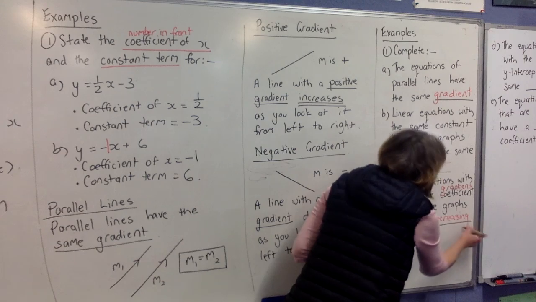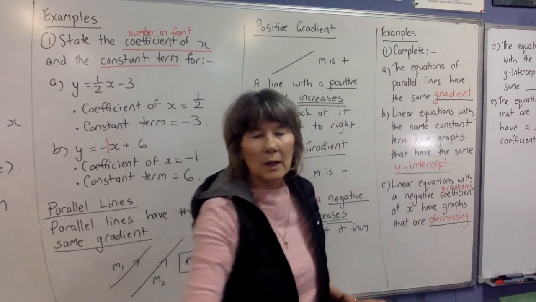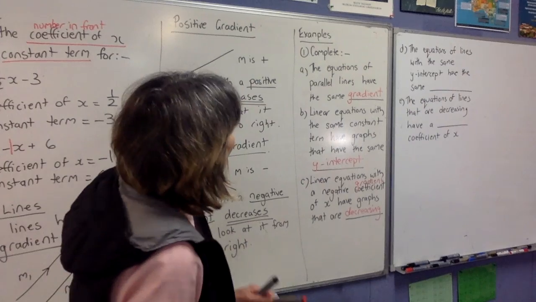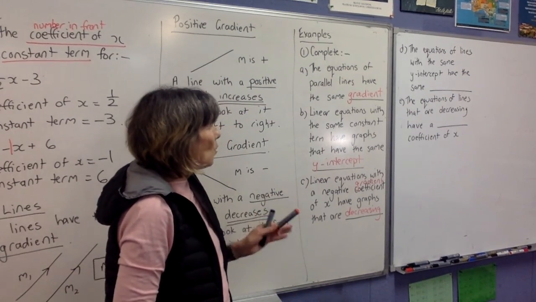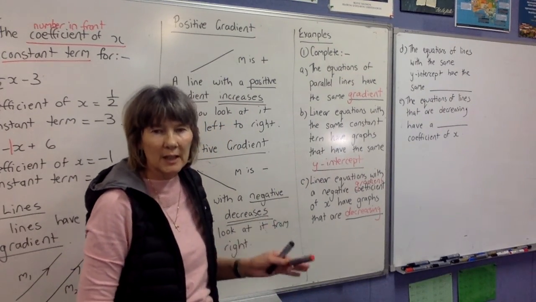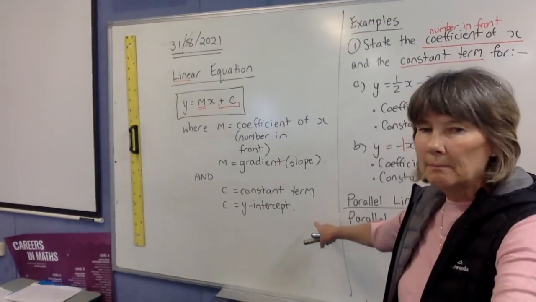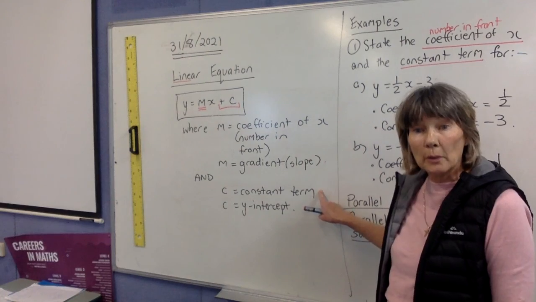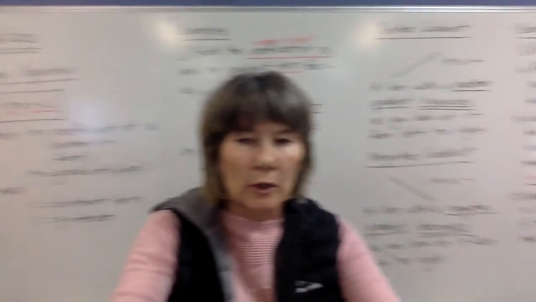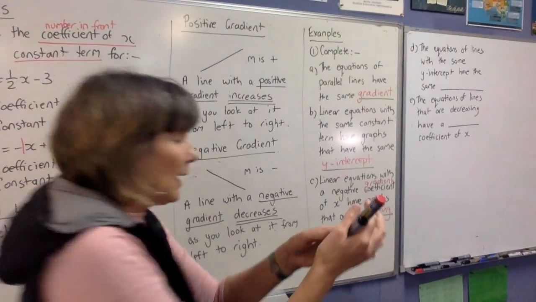Okay, next one. The equations of lines with the same y-intercept have the same what? All right, so remember, what's a y-intercept again? Constant term. So they have the same constant term. Just keep looking back at our notes.